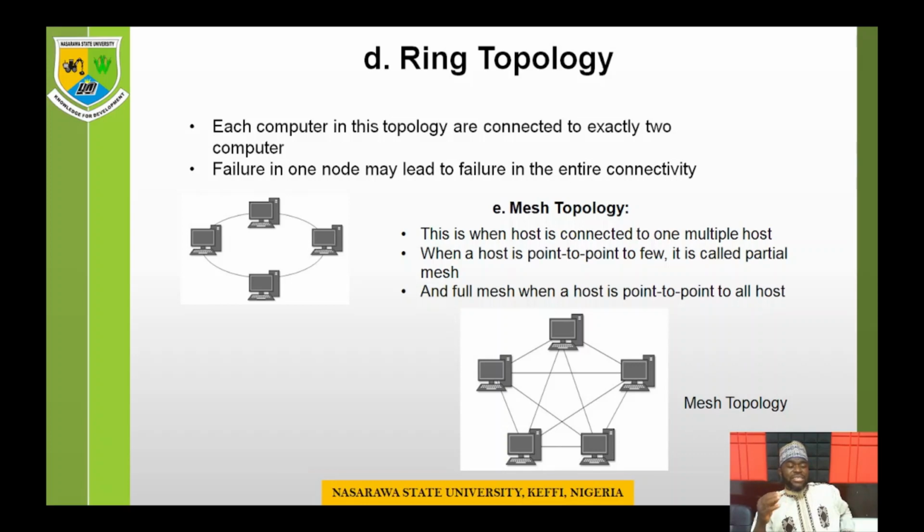Partial mesh topology is when each node has a point-to-point connection to some of the computers within a network environment. But when each computer is connected to all other computers, it's referred to as a full mesh topology. This network, in terms of availability, is the most reliable. It is more reliable because failure in either the communication medium or one of the devices will not stop the network from functioning effectively. However, this type of network tends to be more expensive. So many lines of communication will increase the cost.